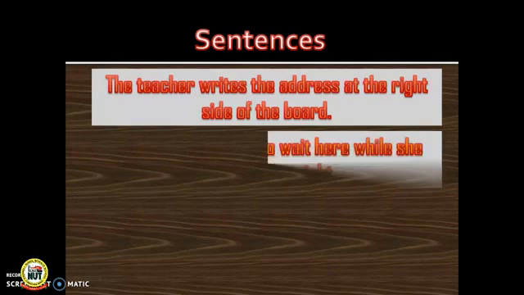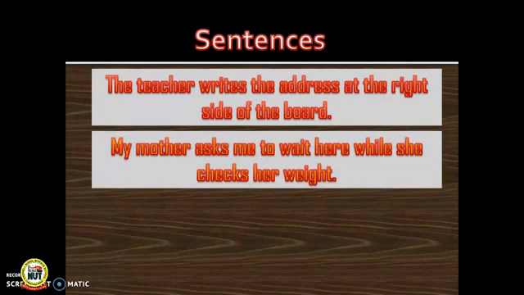Another one here reads, my mother asked me to wait here while she checks her weight. Sorry, asked, that's a little error there. Did you see that? Did you see the wait and the weight? Yes, wait, like an action to stand at a point. Then weight, like to measure how heavy you are.